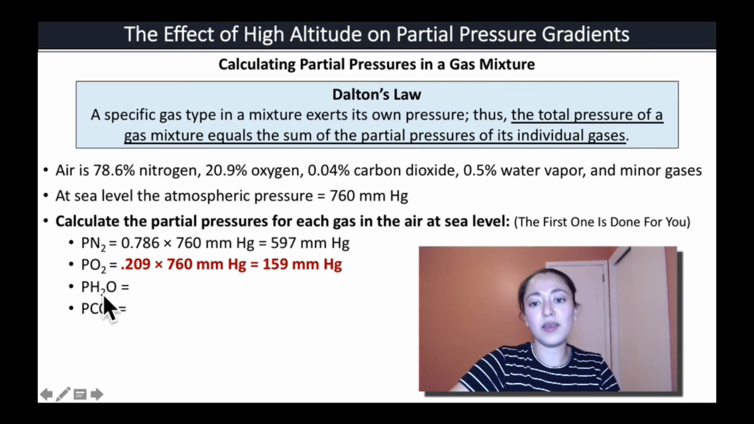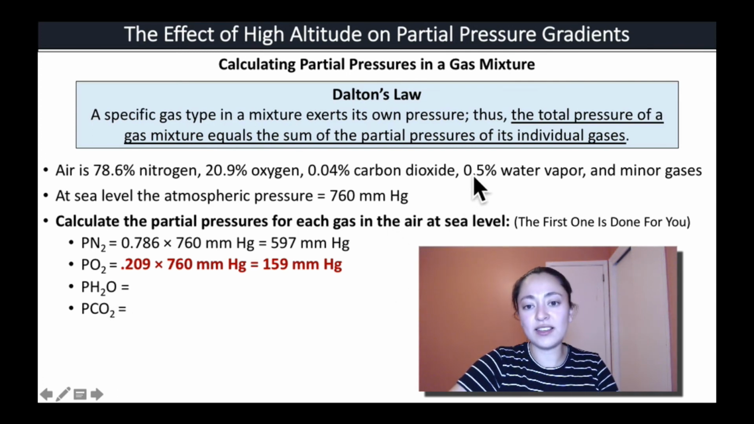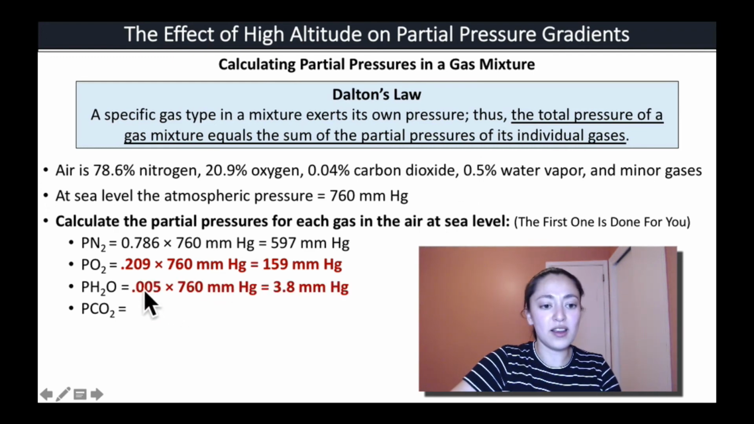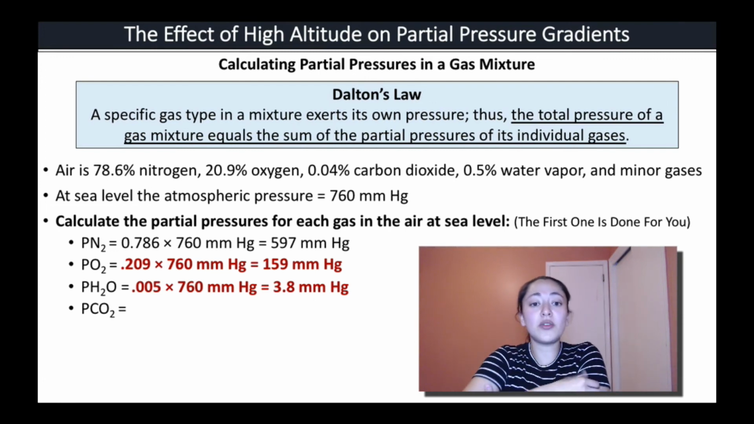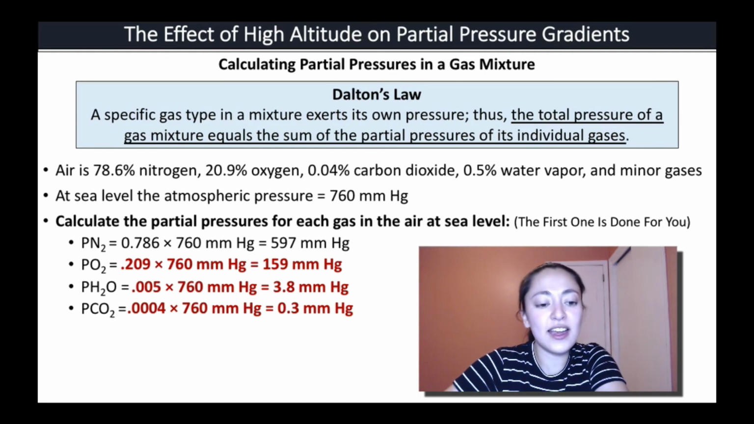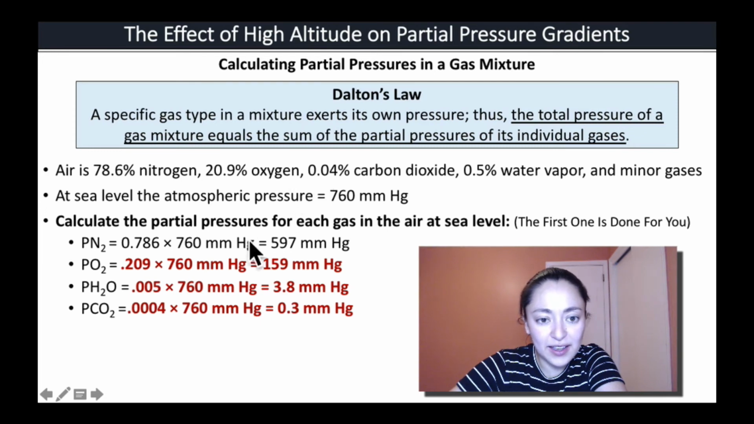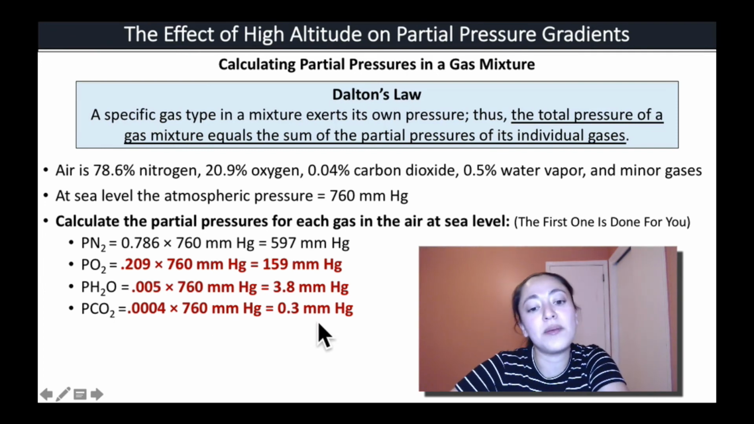What about the partial pressure of water? Well, now I'm going to take this number here, 0.5%, move the decimal place over twice, 1, 2, and then multiply that by 760, and you get 3.8. Okay, if you haven't, pause the video and try to figure out what it is for carbon dioxide. The partial pressure of carbon dioxide in the air around you, you just move the decimal place over twice. So it was originally right here. So 1, 2, multiply that by 760. The partial pressure of carbon dioxide in the air around me is 0.3 millimeters of mercury.